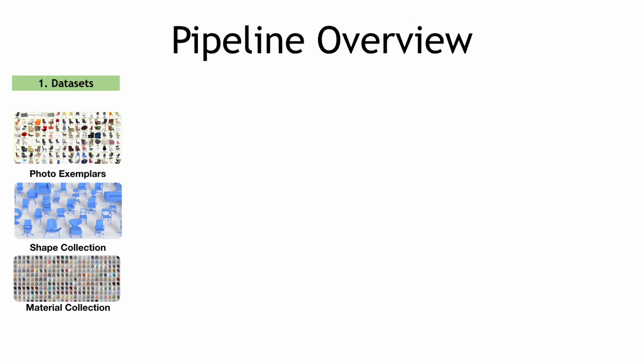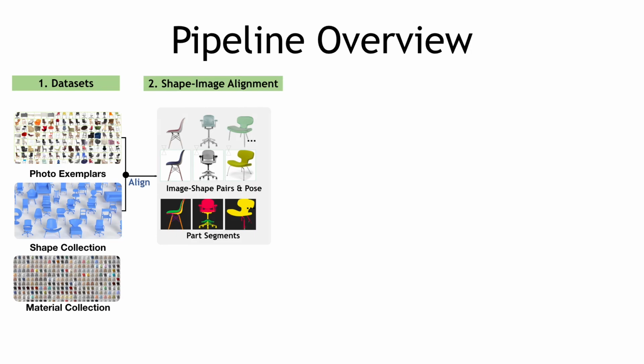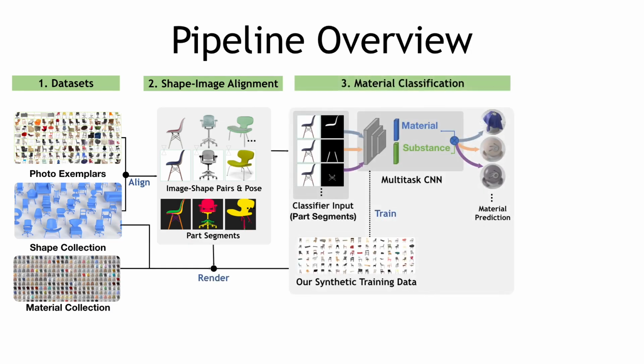We first align 3D shapes to photo exemplars using a two-step process, yielding a mapping from image pixels to surfaces of 3D shapes. Given this mapping, we train a convolutional neural network which maps image pixels to SVBRDF material models. Rendering the 3D shape with our assigned materials produces photorealistic appearance.